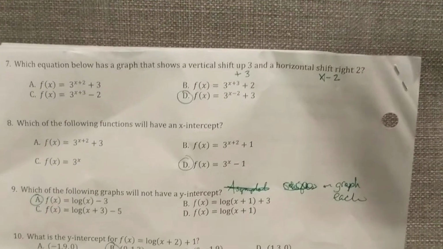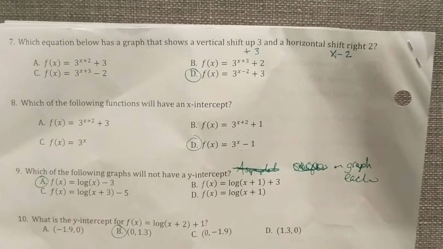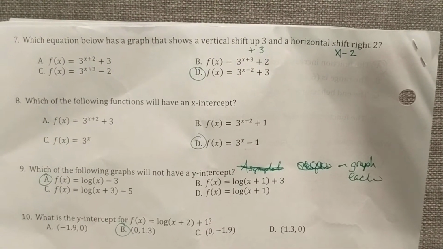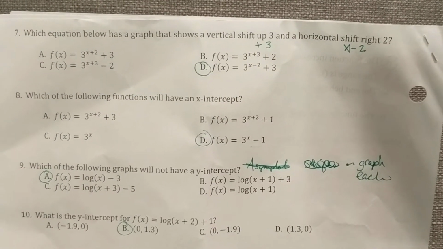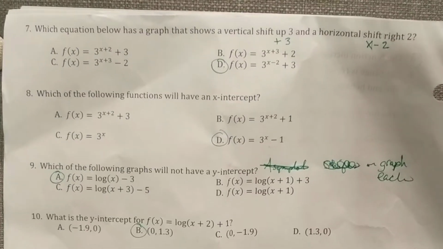Alright, so for this one, it says which equation below has a graph that shows a vertical shift up 3, so I know it's going to be plus 3 on the end, and a horizontal shift of right 2, so it's going to be x minus 2. So D will be right 2 and up 3.